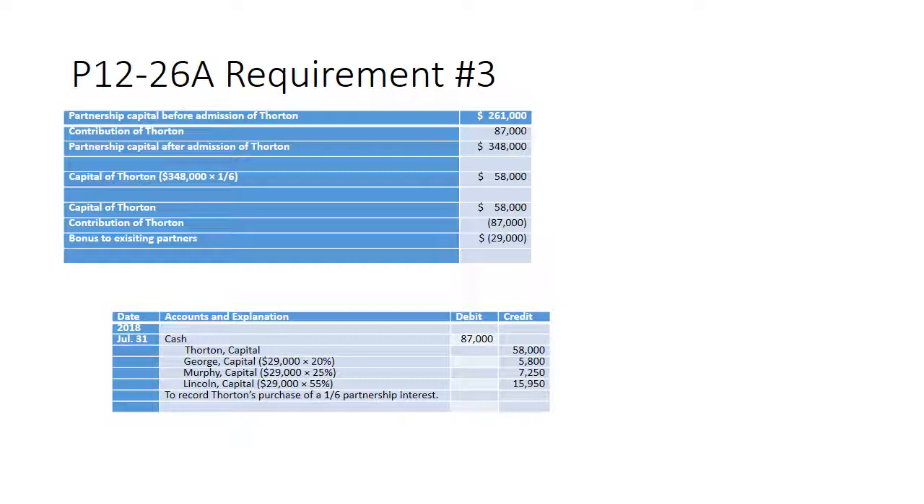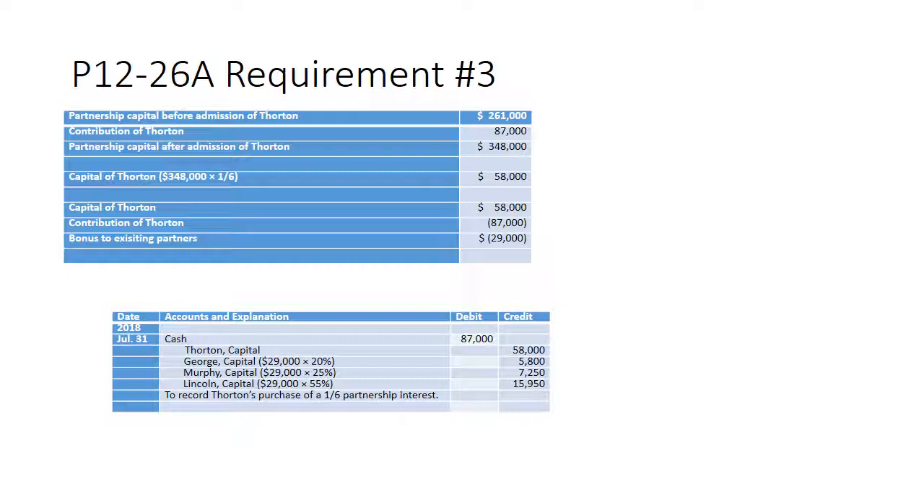Now, what about that difference? Because we're going to debit cash $87,000, credit his capital account for only $58,000. We still have $29,000 that needs to go somewhere. Well, when the new partner pays more than their interest, they're really bonusing extra money to the other partners. So they're paying off the other partners, if you want to look at it that way. How much? In total, $29,000. We'll distribute that $29,000 based on their profit and loss ratio.